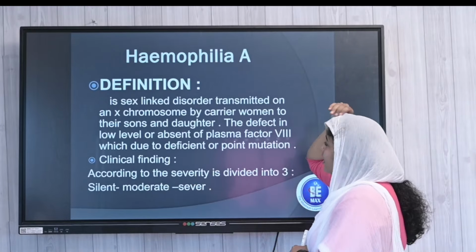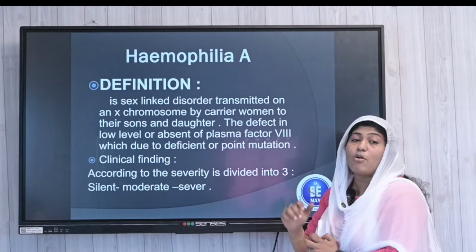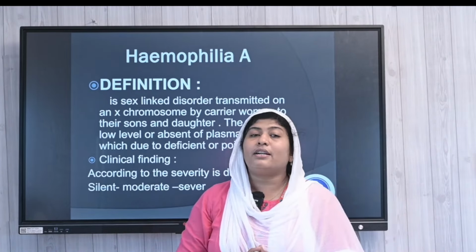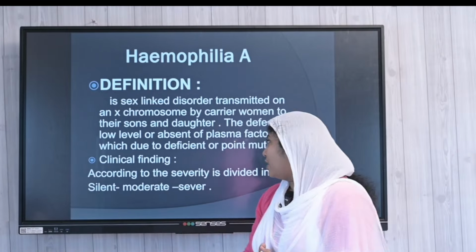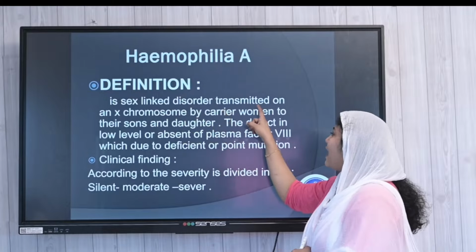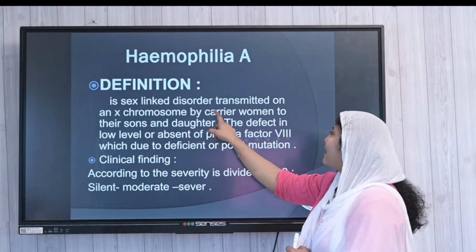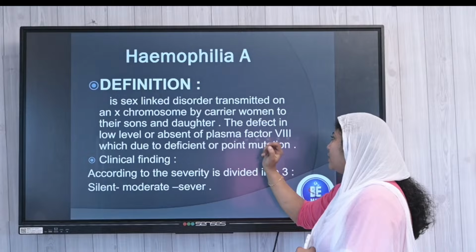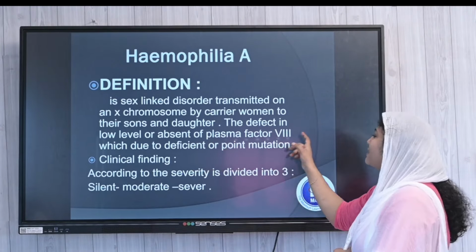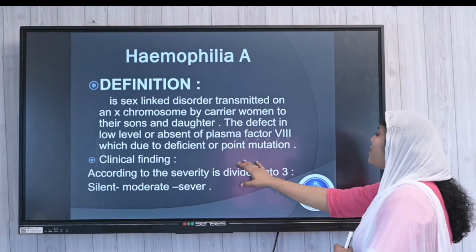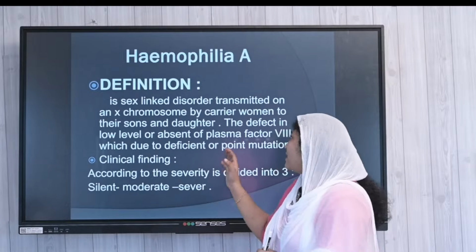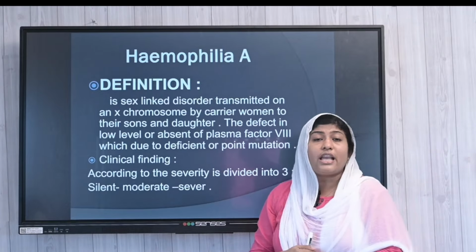Then we have to discuss in detail hemophilia A, or factor VIII deficiency. See, factor VIII comes under the intrinsic pathway of the coagulation cascade. Hemophilia A is a sex-linked disorder transmitted on an X chromosome by a carrier woman to her son and daughter. There is a low level or absence of plasma factor number 8, which is due to a deficiency or point mutation. So factor number 8 deficiency results in a condition called hemophilia A.